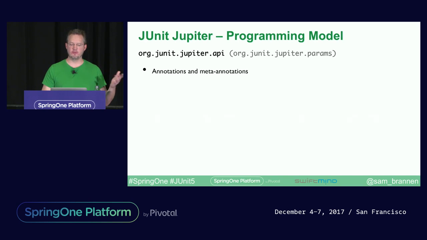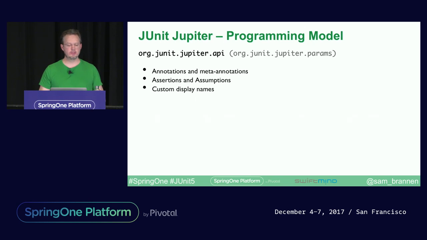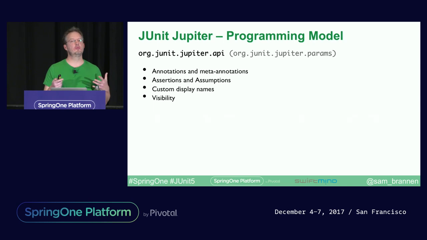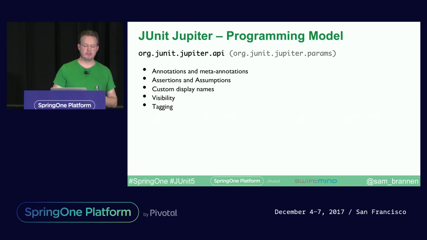We have annotations and support for meta annotations, assertions and assumptions, custom display names, something new. Visibility: things don't have to be public anymore. They can be protected or package private. They just can't be private. Tagging, we have that.